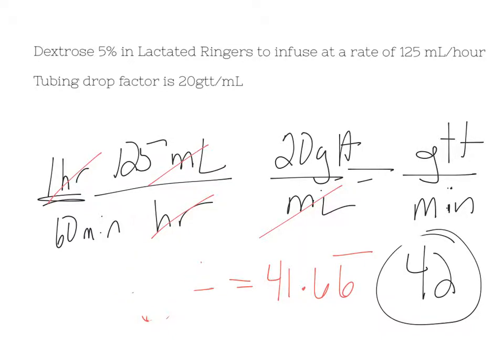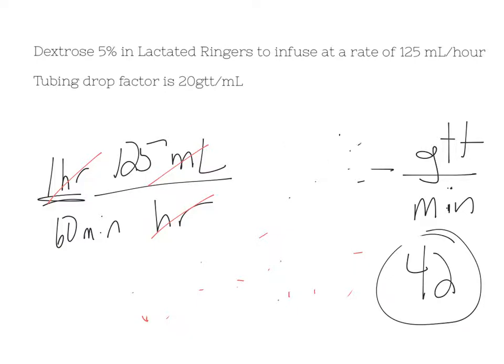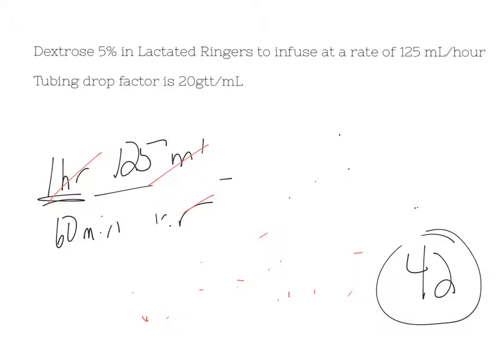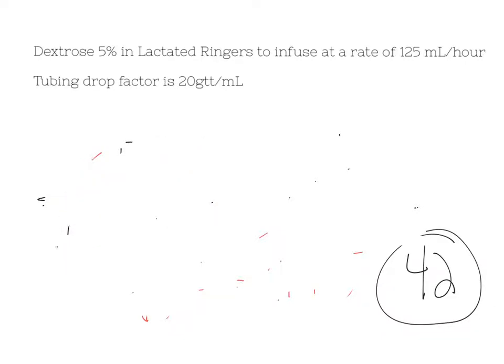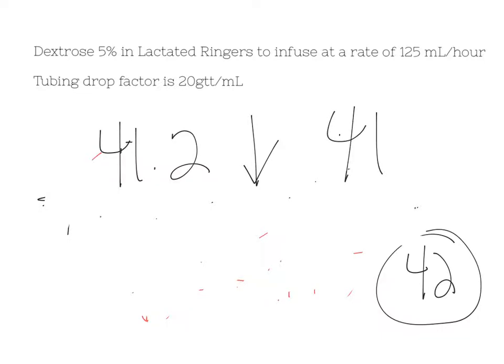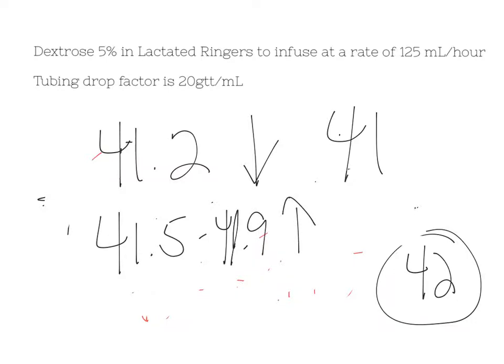Sorry, just erasing. If your number is something .1 to something .4, you're going to round down. So let's say if we have 41.2, we round down to 41. If your number is 41.5 to 41.9, we round up, and you end up with 42.